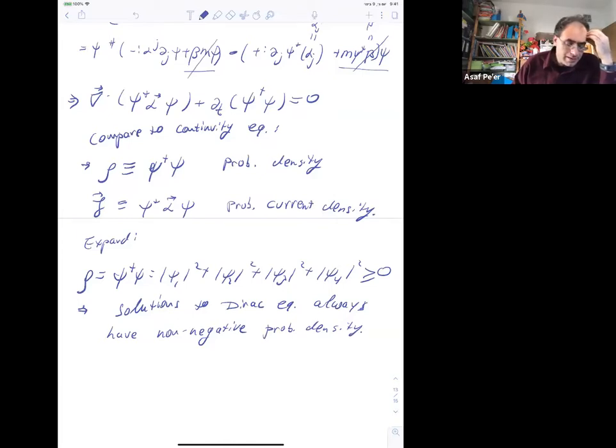And the price is that the particles of Dirac have to be described by a 4-component wave function. But as I already told you, remarkably, it turns out these components are not just 4 components, but they actually represent something which is real: the spin half, spin minus half, and particle and antiparticle.